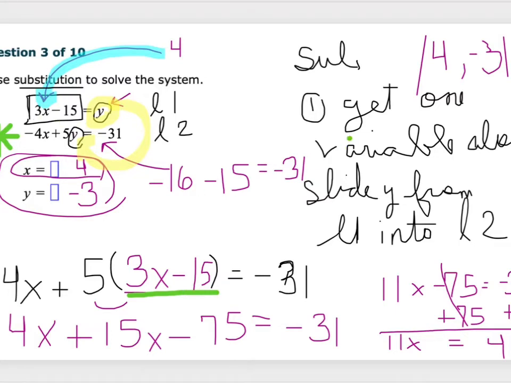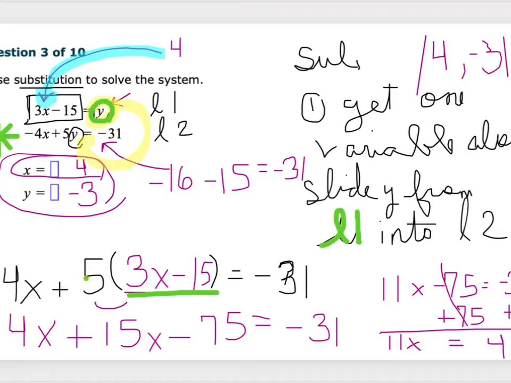So then let's make a note. The first step in substitution is to get one variable alone. And they already gave you the one variable alone. We didn't have to do anything to get that, right? And then slide that variable from the first line, which is supposed to say line 1, into line 2's y.